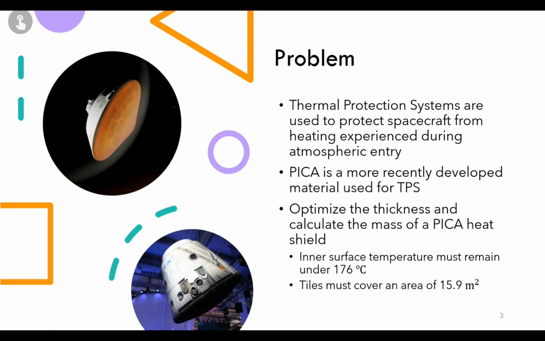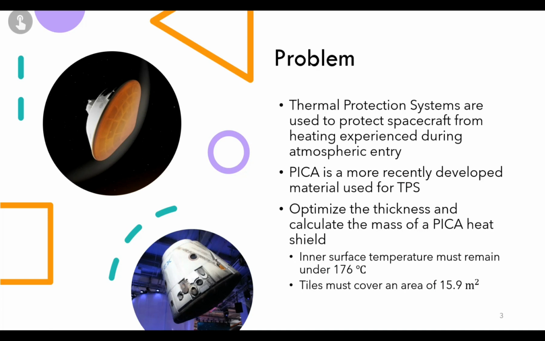So for my project, I wanted to optimize the thickness of a single PICA tile used to construct an entire heat shield. Now, there were some constraints that came along with this solution. So first, the inner surface temperature of the PICA tile must remain under 176 degrees Celsius for a heating time of 90 seconds. So that means the outer surface of the tile would be heated for 90 seconds, and it can't go above this temperature limit because that is the failure temperature of the aluminum airframe.